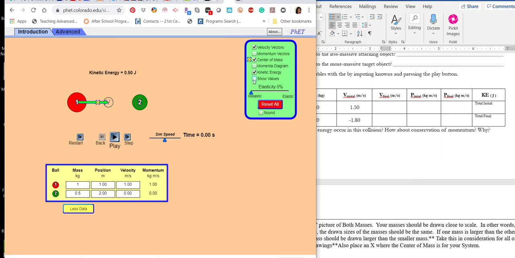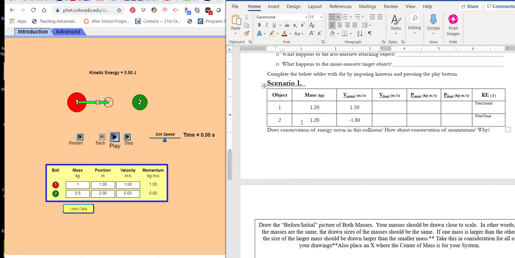Okay, I have energy for here. So for scenario 1, we have object 1. We're asking you to set that to 1.2 kilograms, with an initial velocity of 1.5, and you can just type those in, all right? And then mass 2 has the same mass, but a velocity going in a different direction. You see the negative sign, you can just type that in.